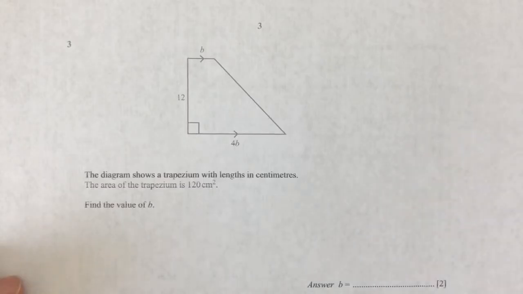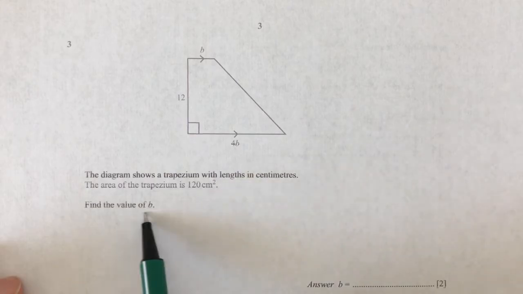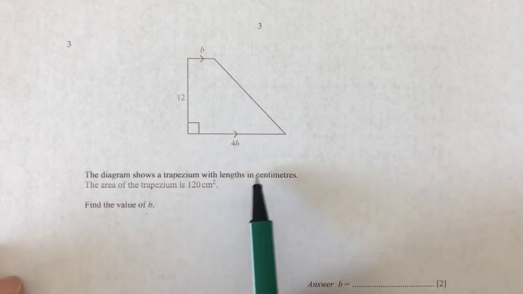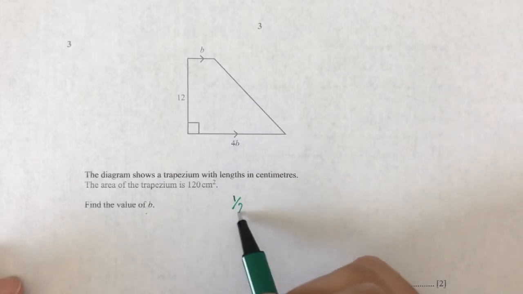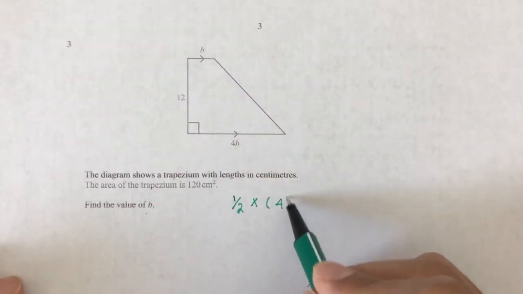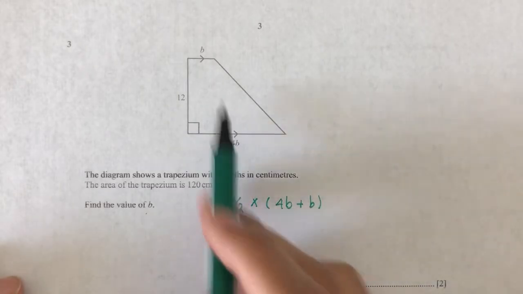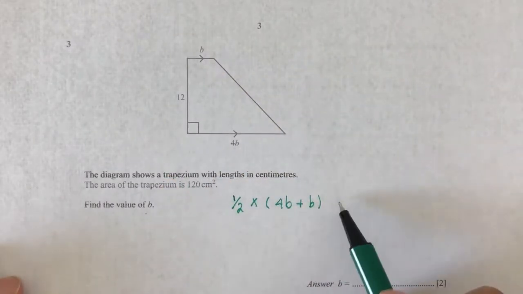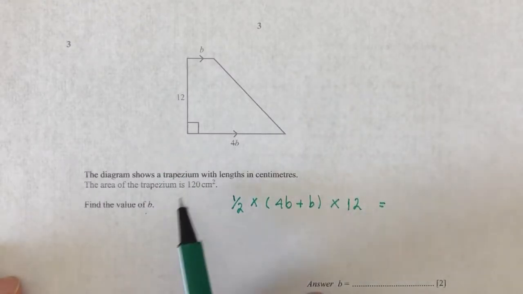Question number 3. The diagram shows a trapezium with lengths in centimeters. The area of the trapezium is 120 centimeters squared. Find the value of b. How do we find the area of a trapezium? We have to use a formula. The formula is half times the sum of both sides, which is 4b plus b, times the height, which is 12. And this is equal to 120.